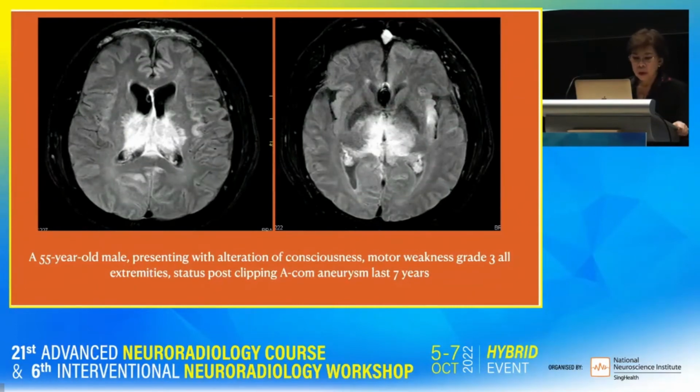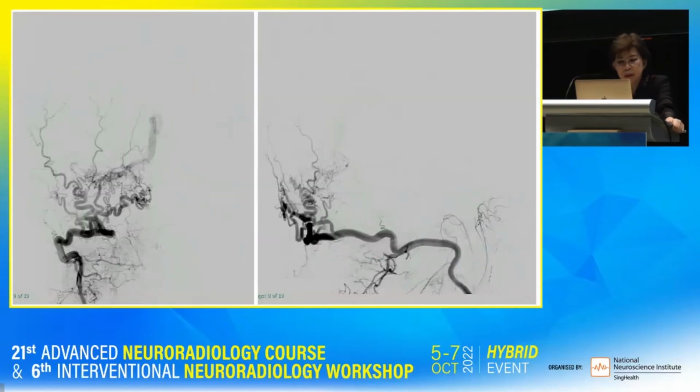This is a male who came in because of alteration of consciousness and weakness. Okay, and when you see this, you can make the diagnosis of thrombosis, right? Venous thrombosis of the bilateral thalamus here. And interestingly, the patient has a history of coiled anterior communicating aneurysm 7 years ago.